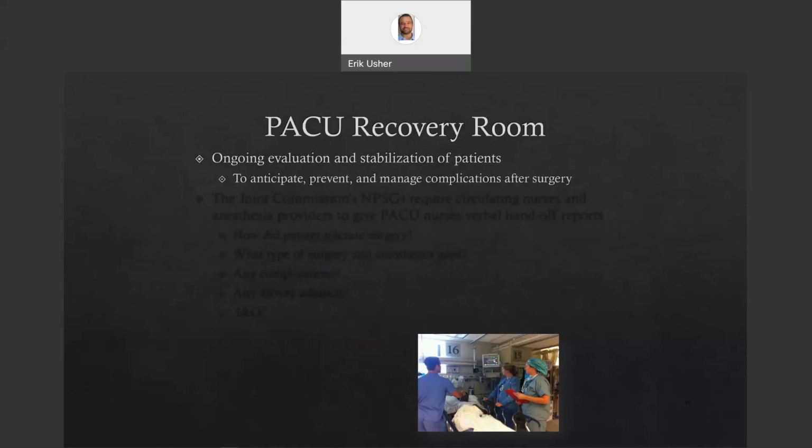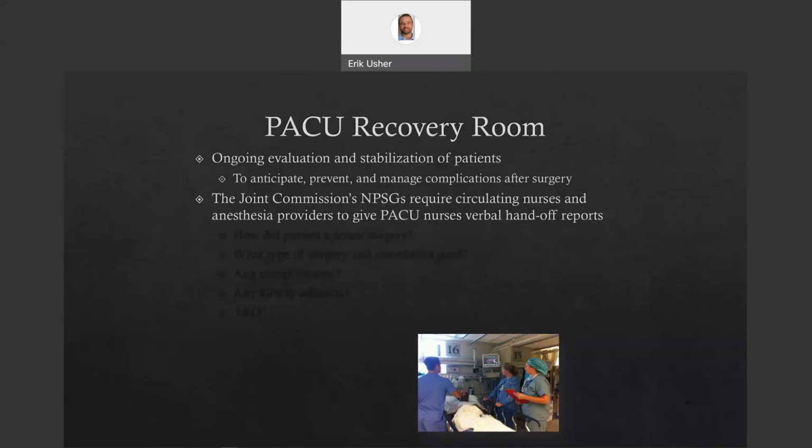We want to anticipate, prevent, and manage complications after surgery. And there are national patient safety goals that require circulating nurses and anesthesia providers to give PACU a verbal handoff report. We spoke about the importance of that because that's where errors can happen. How did the patient tolerate the surgery? What type of surgery? What anesthetics were used? Were there any complications? Oh, yeah, well, they went bradycardic for about 5 minutes.